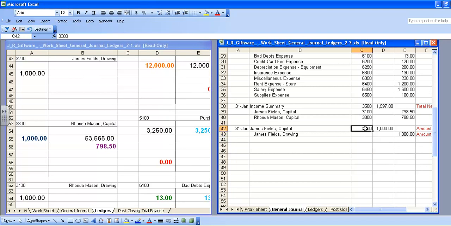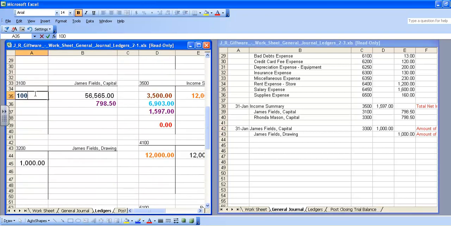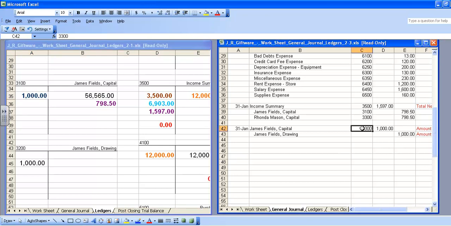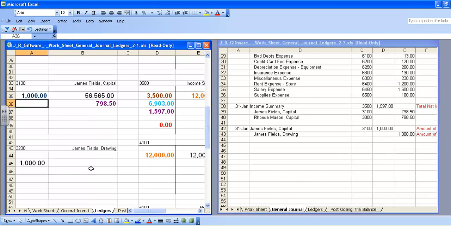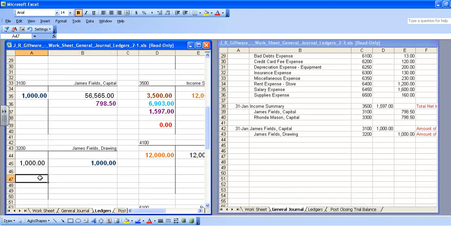And then we're going, oops, that's not the right account number. James Fields capital is 3100. And James Fields drawing is 3200. Okay, so the balance of our drawing account is now 0. And we can determine the balance of James Fields Capital by adding the credits and subtracting the debit.